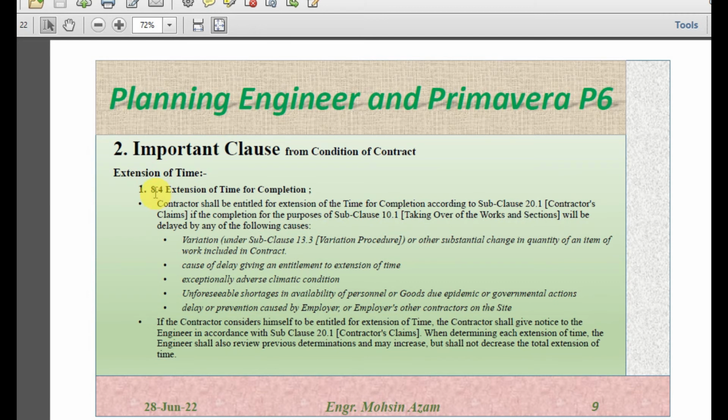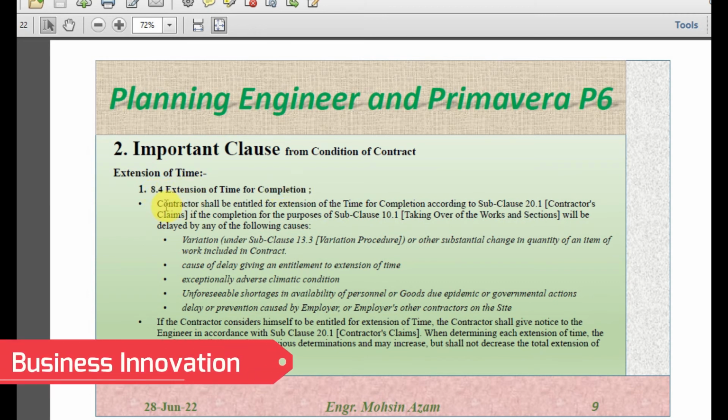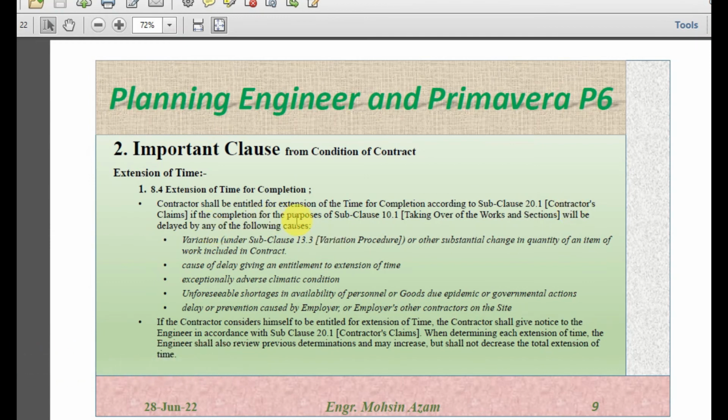Extension of time, as it's written here, 8.4, extension of time for completion. The contractor shall be entitled to the extension of time for the completion according to sub-clause 20.1. 20.1, as we discussed before, is the contractor's claims, if the completion for the purpose of 10.1, taking over of the work or section, will be delayed by any of the following reasons. So if the completion of the work, either to get the taking over certificate for the project, is delayed by any of the reasons given below. The first one is variation, or cause of delay giving an entitlement to extension of time.